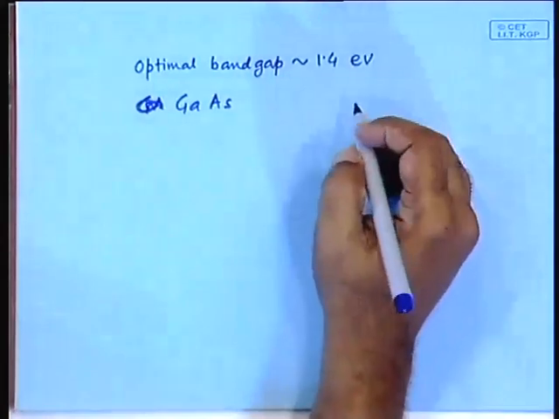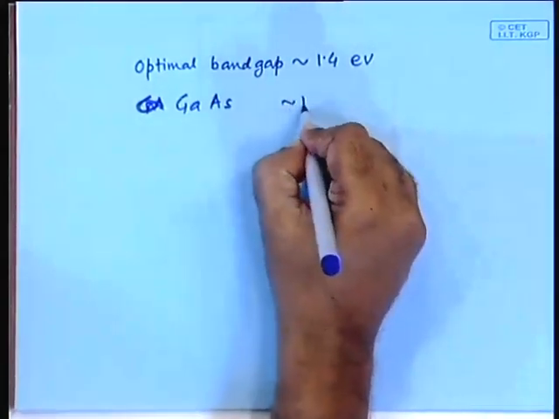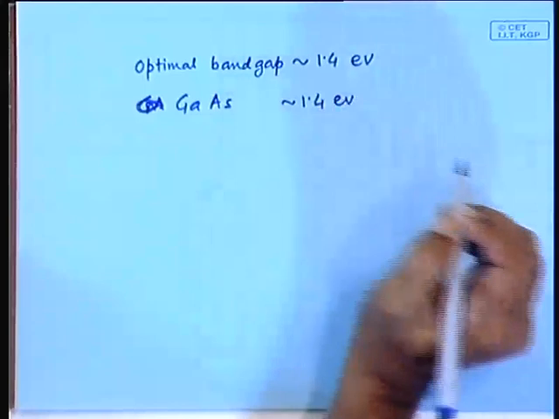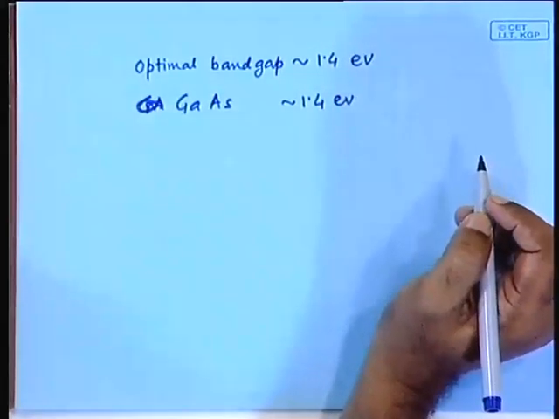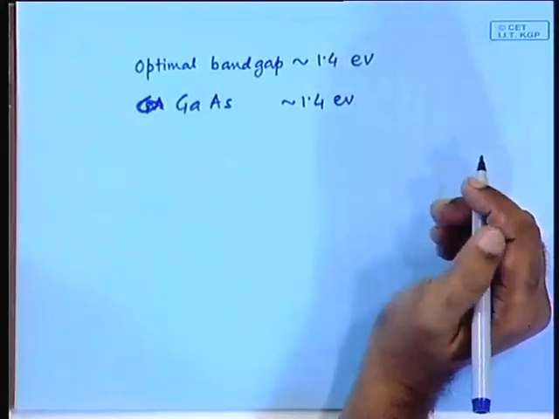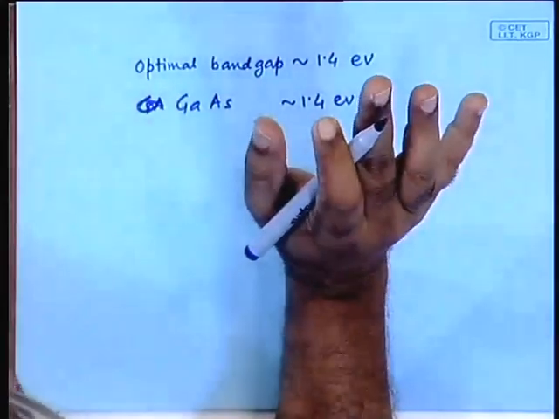Gallium arsenide has a band gap of approximately 1.4. So, this is one good choice for a material. Yes, it is a good choice, and gallium arsenide solar cells are in operation and manufactured, and are available in the market, though none is being manufactured within India.